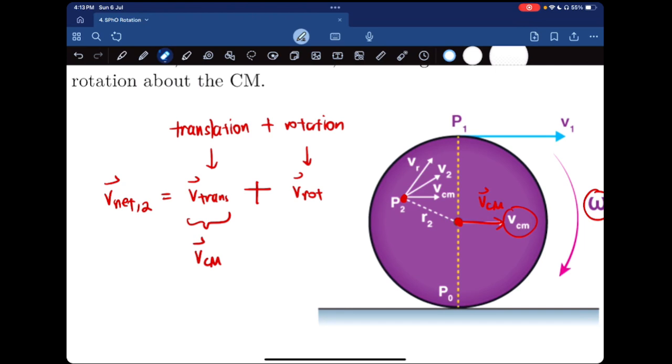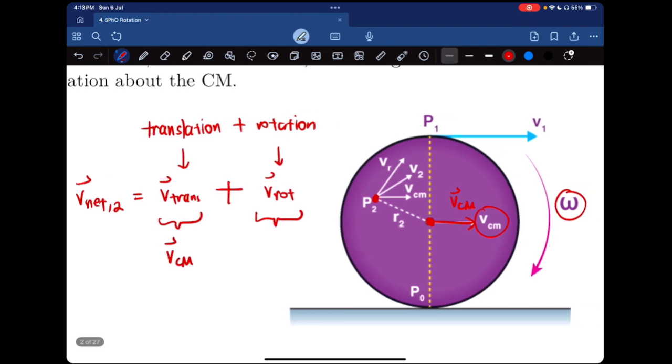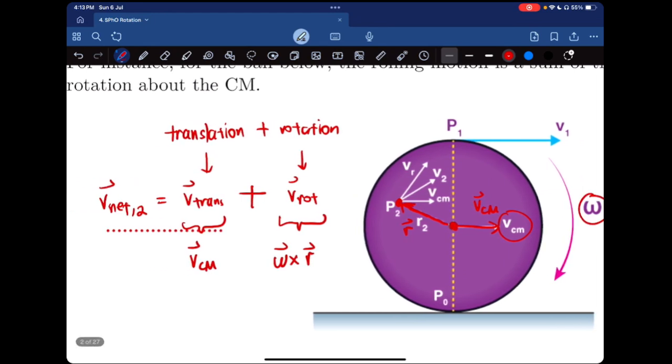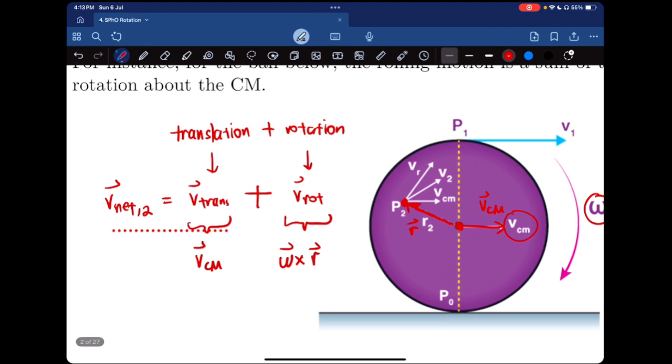So this is the less complicated part. The more complicated part is about the rotational part. For the rotational part, this is actually given by omega cross R, where R is given by this vector.